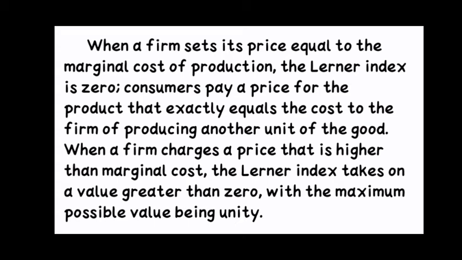When a firm sets its price equal to the marginal cost of production, the Lerner Index is 0. Consumers pay a price for the product that exactly equals the cost to the firm of producing another unit of the good. When a firm charges a price that is higher than marginal cost, the Lerner index takes a value greater than zero, with the maximum possible value being unity.